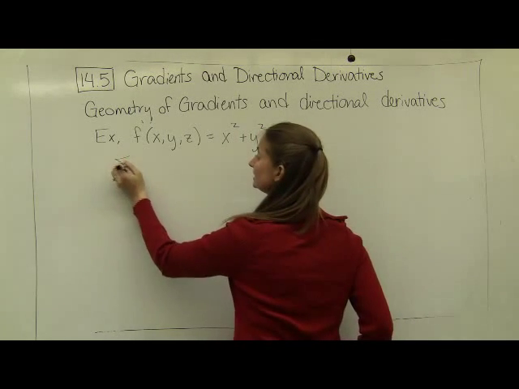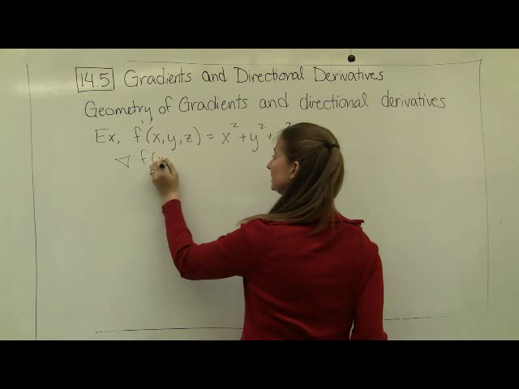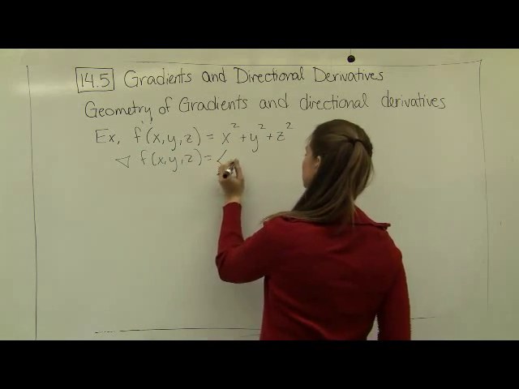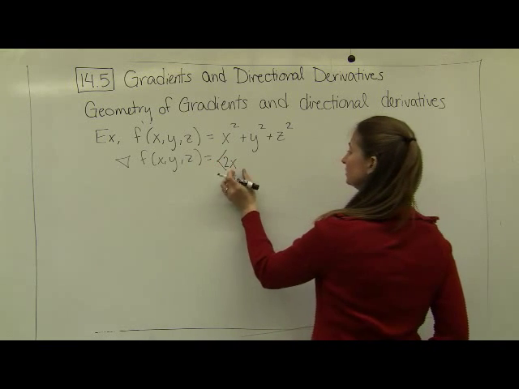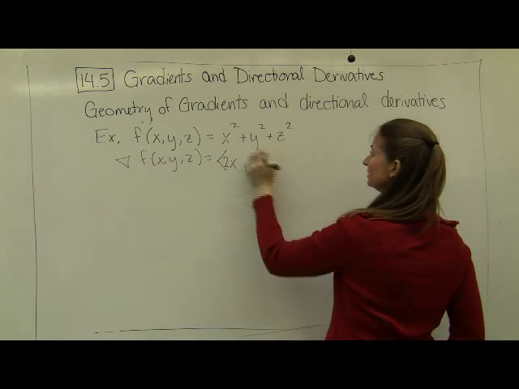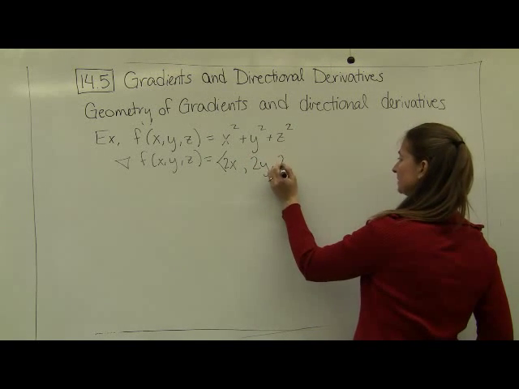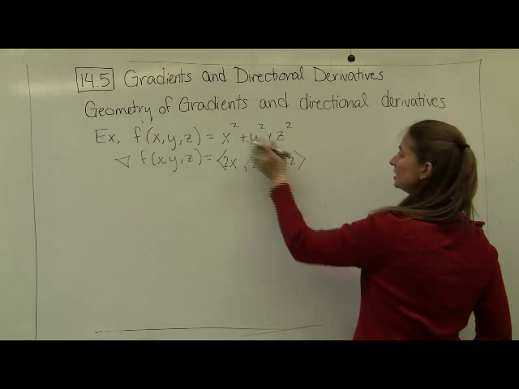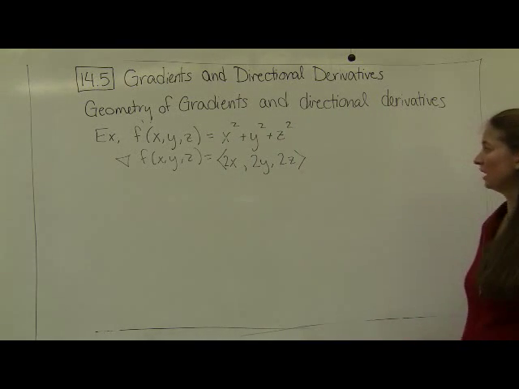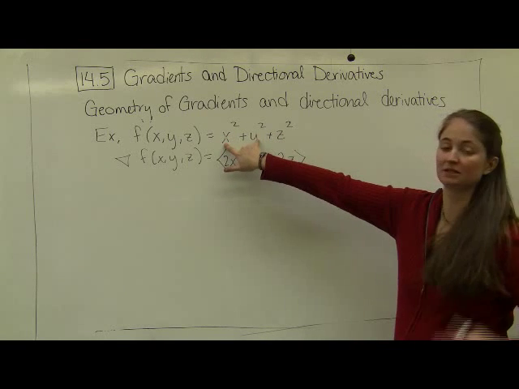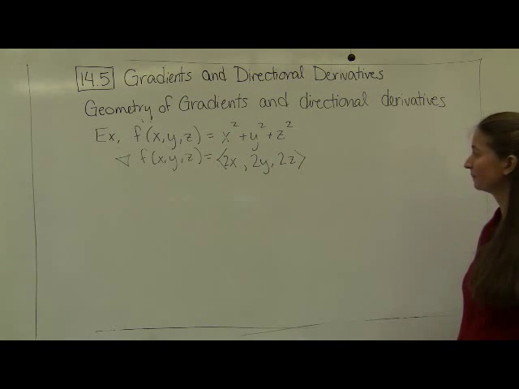Now, the gradient of this function is going to be the partial derivative with respect to x, which is 2x for the x component. The partial derivative with respect to y is 2y, and the partial derivative with respect to z is 2z, because all of the other components drop out when you take the partial derivative with respect to z. We treat these as constants. The derivative of a constant is 0.